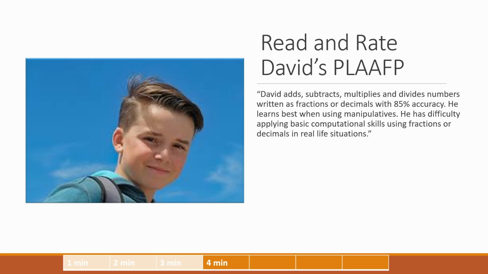Read and rate David's PLAAFP, keeping in mind that we want 5 to 7 data-based sentences that tell what the student's doing now, that use records, interview, observation, testing at multiple points in time. David adds, subtracts, multiplies, and divides numbers written as fractions or decimals with 85% accuracy. He learns best when using manipulatives. He has difficulty applying basic computational skills using fractions or decimals in real-life situations.